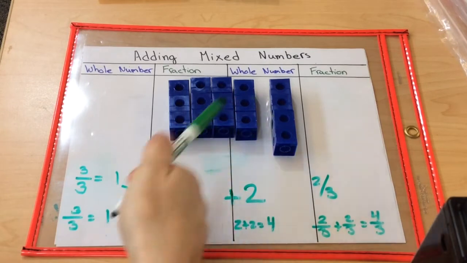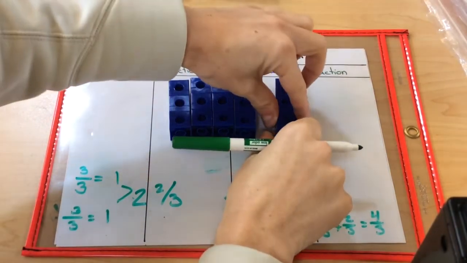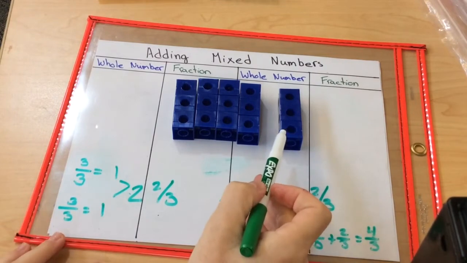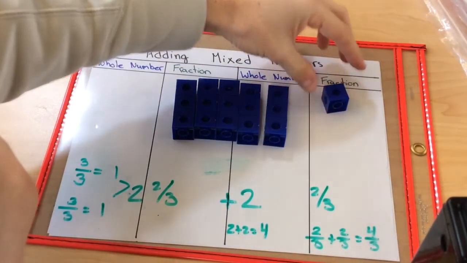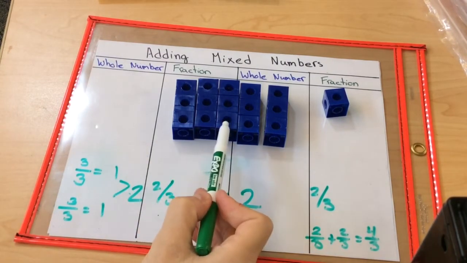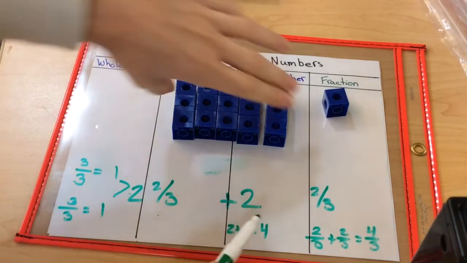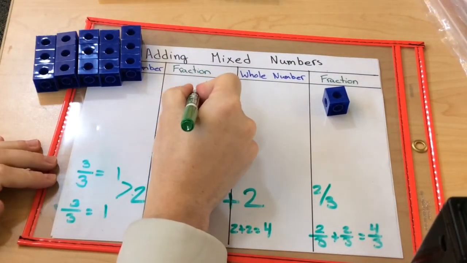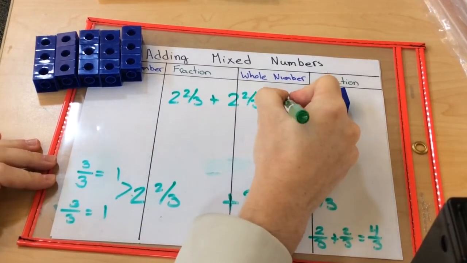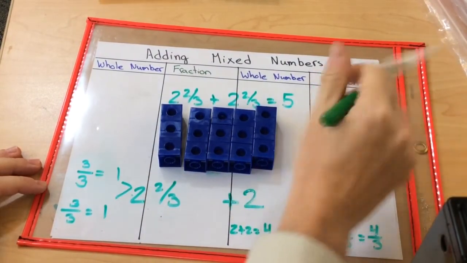I'm noticing that this one is larger than my whole number. So I'm wondering if I can manipulate it and change it a little bit. I'm going to remove 1 cube to show you that now I've created another whole. And what was left over was just 1/3. So my final answer here, how many whole numbers? 1, 2, 3, 4, 5. And what's my fraction that's left? 1/3. 2 2/3 plus 2 2/3 gave me 5 wholes, 1, 2, 3, 4, 5, and 1/3.